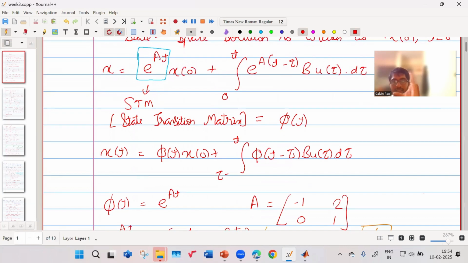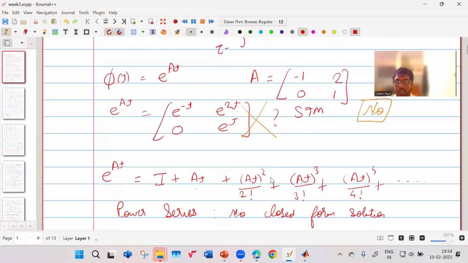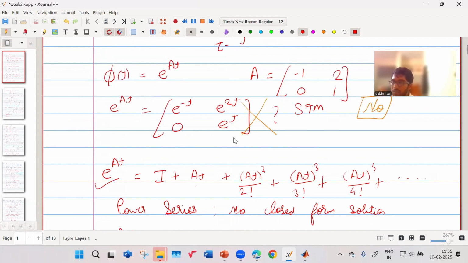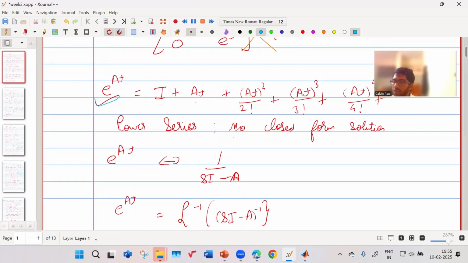And now knowledge of the state transition matrix is very important for us to be able to find a state space solution, right? So phi of t is e to the power At, where this is A. And it is not simple: when you do the exponential of At, you can't just take the exponent of the terms. This is not the way. You either use the power series, which is shown over here, or you use the Laplace transform method.